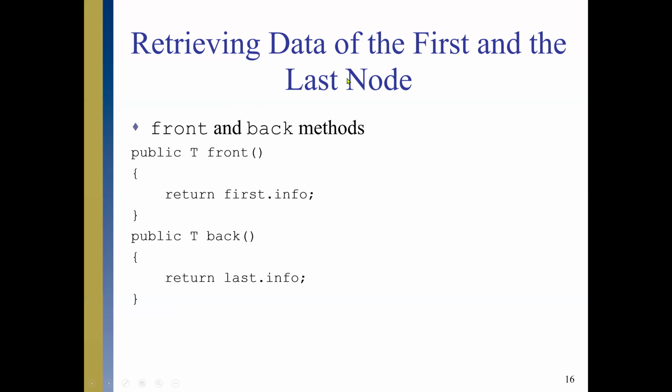Now next is retrieving data of the first and the last node. First we start with the front method. The front method would retrieve the data in the first node. So here we say return first.info. Remember, first points to the first element in the linked list. Same thing, we have the variable last, and last points to the last element in the linked list. So to know what is at the back, we return last.info.